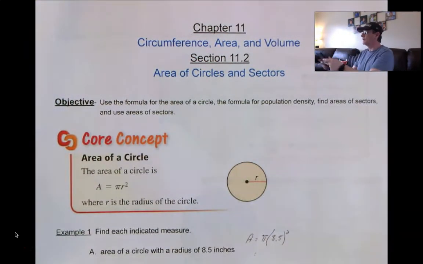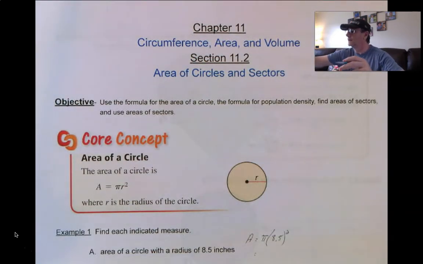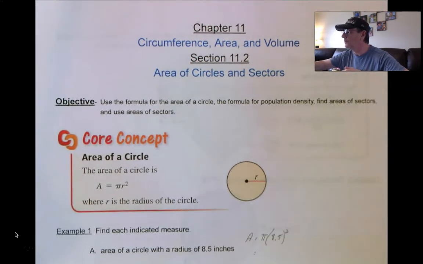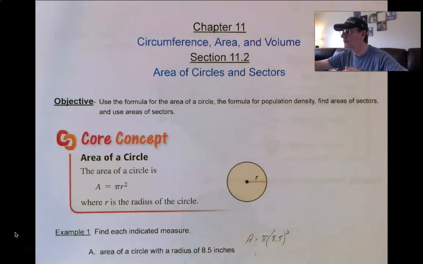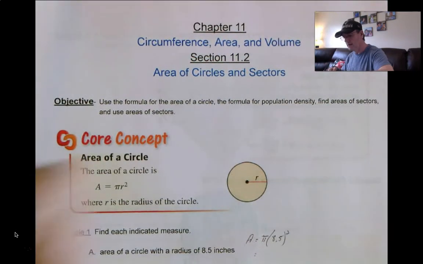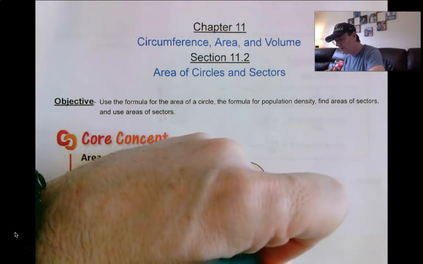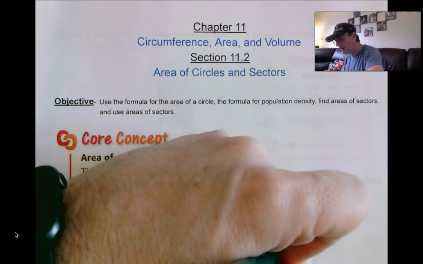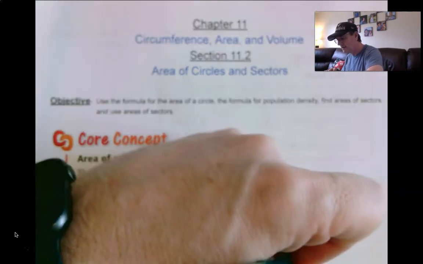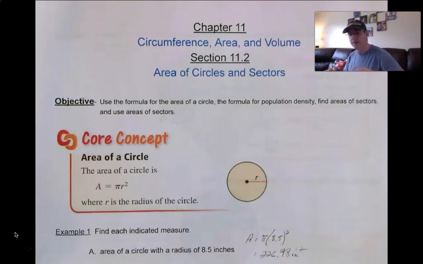Go to our calculator, and again we're going to use the pi key on our calculator. 8.5 squared times, use the pi key, and I've got 226.98 inches squared.